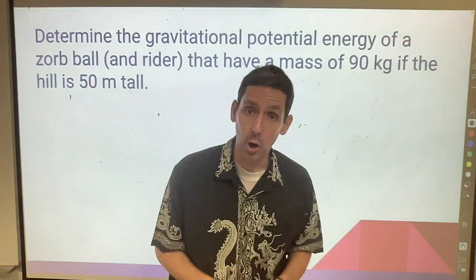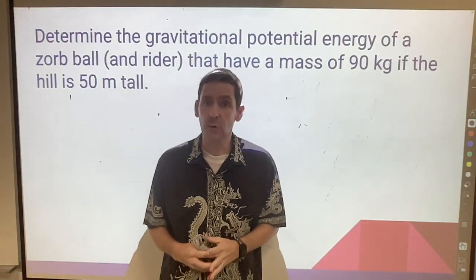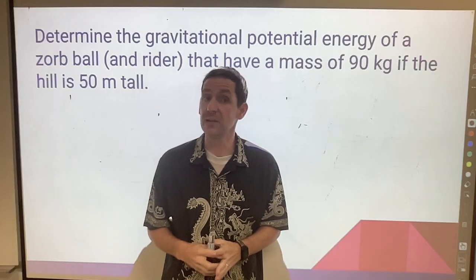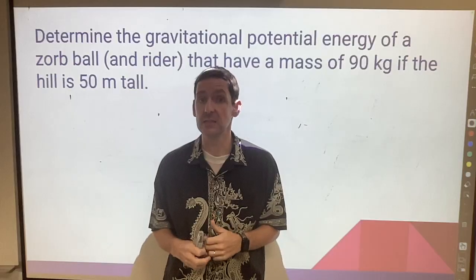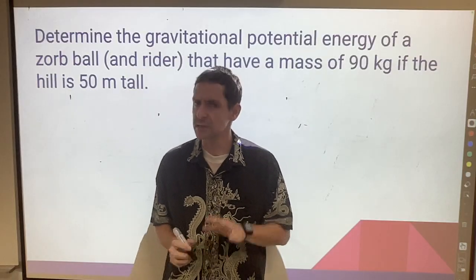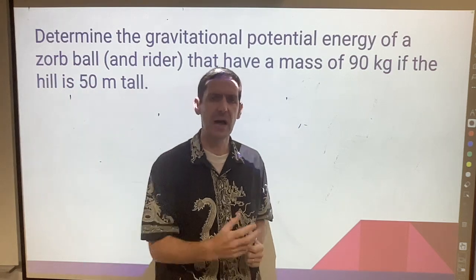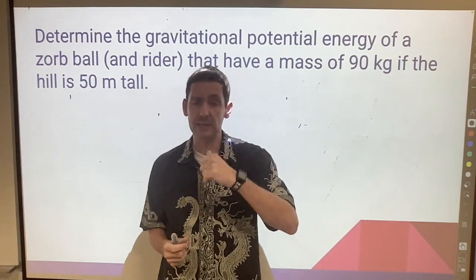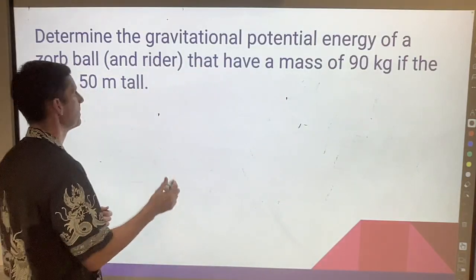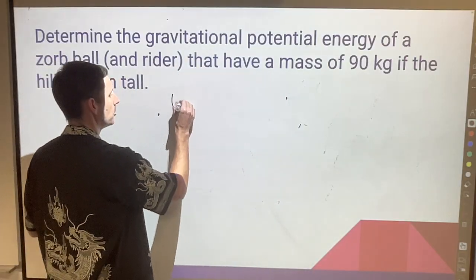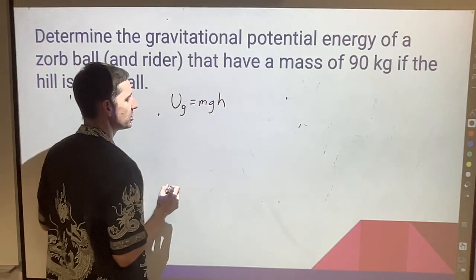All right, so let's do a quick example. Again, we'll start off easy. Determine the gravitational potential energy of a Zorb ball that has a mass of 90 kilograms if the hill is 50 meters tall. Now this is a little bit different from the other question. Before, I said that it was 50 meters down the path. Right now we're going to say that the hill is 50 meters tall, just to simplify. So we're going to go U_G equals mgh.